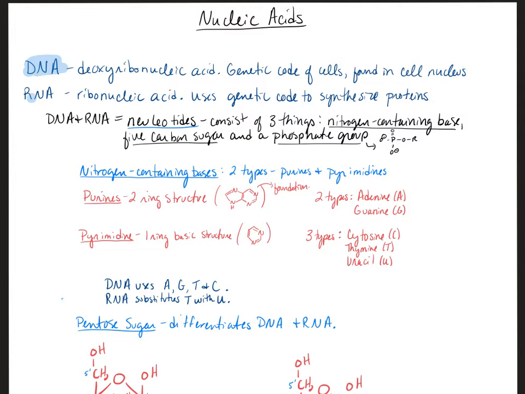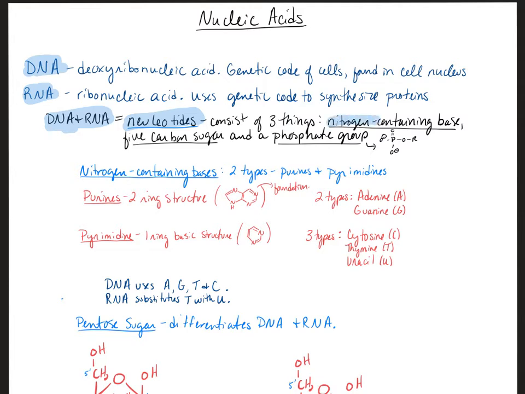You've probably also heard of RNA, which is ribonucleic acid. So this uses genetic code to basically synthesize proteins, but really it does a lot of other stuff too. There's different types of RNA. So DNA and RNA are part of a subclass of compounds called nucleotides, okay? So nucleotides consist of three things.